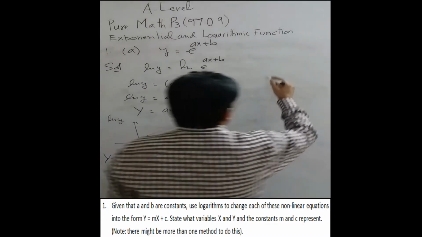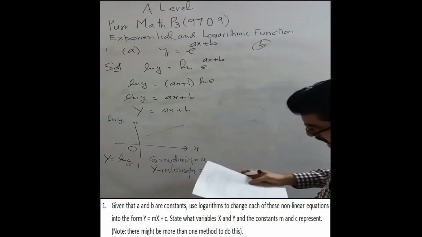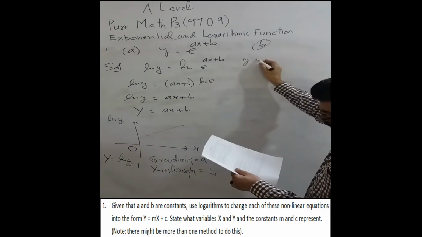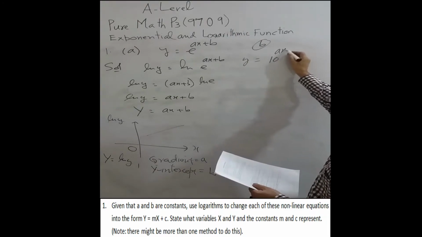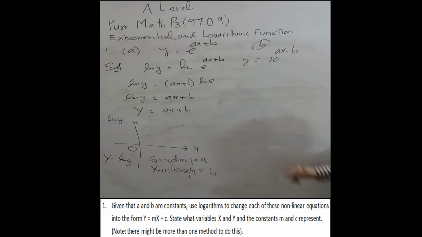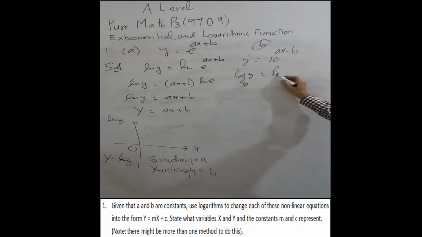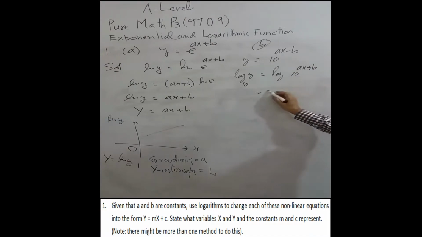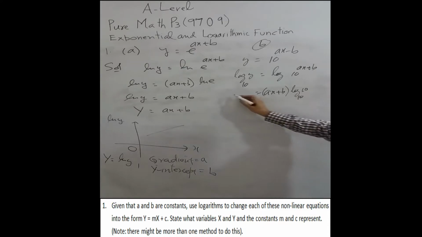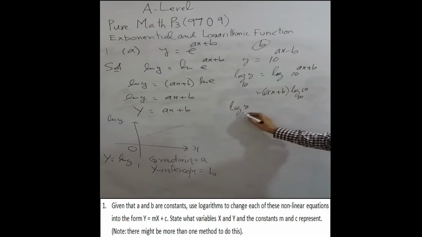Now see the second part. We have y is equal to 10 raised to the power ax minus b. Now you can take natural log or log with base 10. So taking log with base 10, again applying the property of log, log of 10 to the base 10, this is equal to again ax plus b.